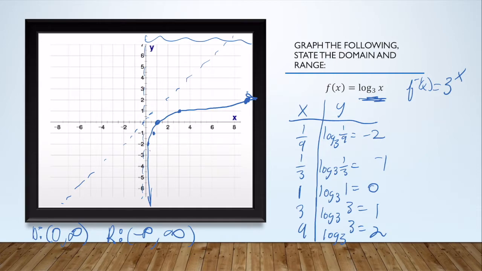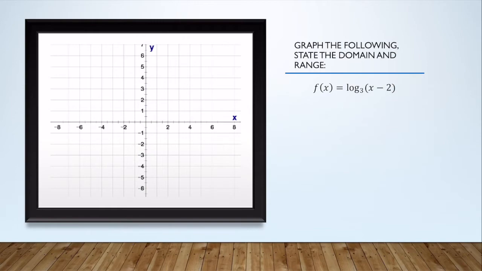Bonus information, previously not included. What if I have log base 3 of x minus 2? Remember that this is a shift. What type of shift is this? This is a horizontal shift to the right, too. So now my graph is going to be shifted to the right. Let me show you what that looks like.